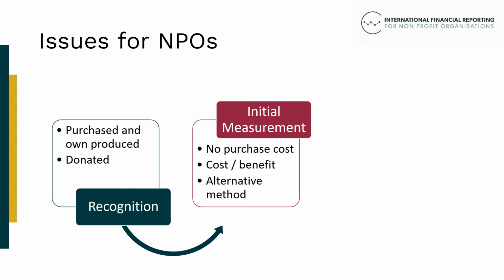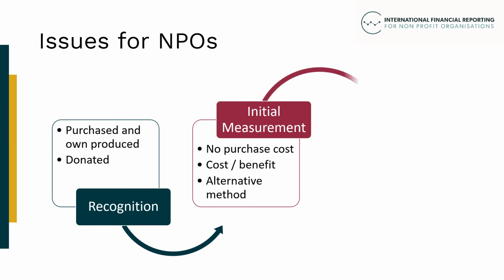Some NPOs may find it challenging to keep inventory records, particularly if they do not have an inventory control system. The cost of assessing a fair value might be disproportionate to the value of the item and exceed the benefit derived from being able to recognize the items as inventory. Consequently, in some cases, an alternative method of assessing the value of the inventory may be required.